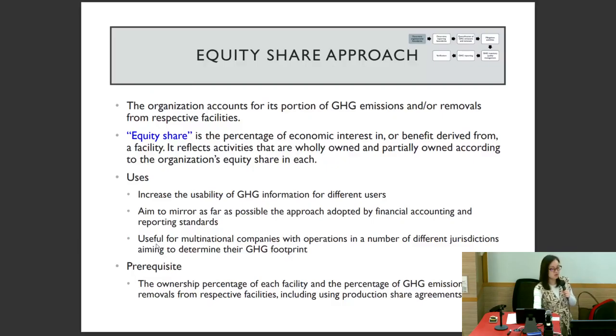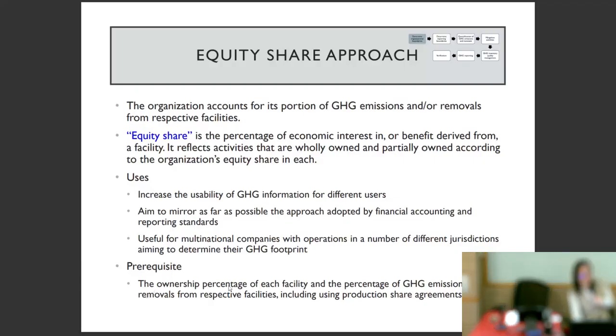But it has a prerequisite, some condition, such that you can apply the equity share approach. The condition is that the ownership percentage of each facility and the percentage of greenhouse gas emissions or removals from respective facilities, including using production share agreements, are available. So if for that facility you know the percentage of ownership, then you can use the equity share. If you don't know the ownership, then no way you can use the equity share approach.